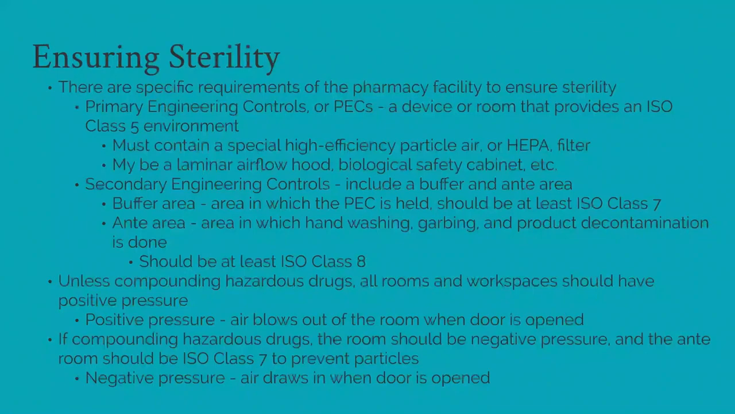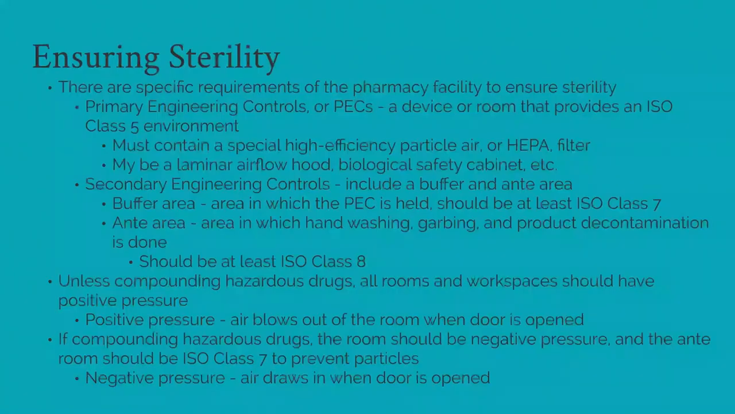Then we have our secondary engineering controls. This includes a buffer and ante area. So the buffer area is an area in which the primary engineering control is, and it should be at least an ISO class 7. The ante area, on the other hand, is the area in which you do your hand washing, your garbing, and your product decontamination, and that should be at least ISO class 8.